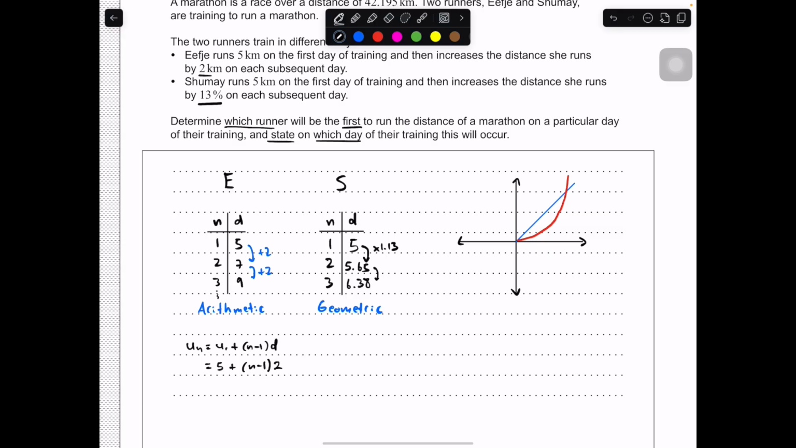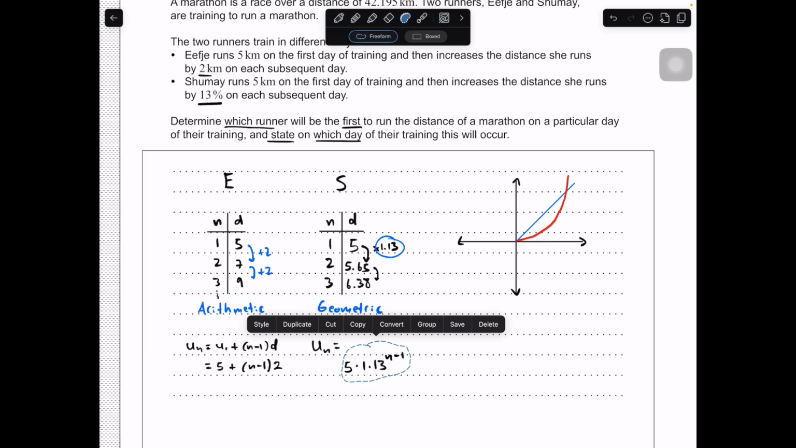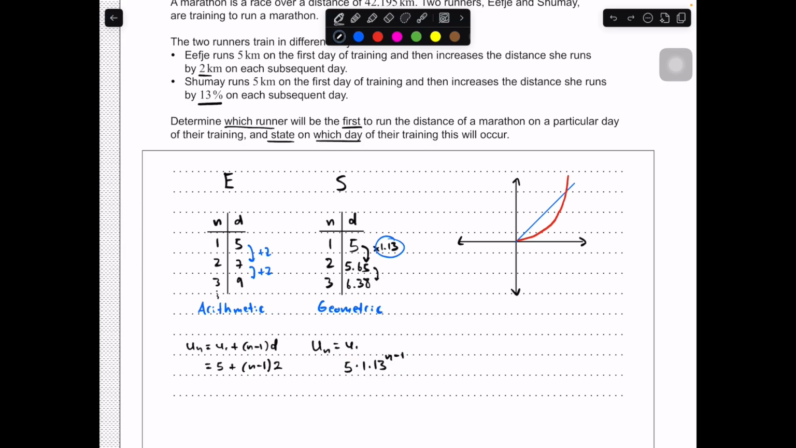Alright, let's go to the geometric. un is equal to u1, the value of the first term, times r, the common ratio. What are we multiplying by to go from one term to the next? It's equal to 1.13, and then raise this to the power of n minus 1. So, to be consistent, I'm going to move this down slightly and write this out: u1 times r^(n minus 1). Okay.